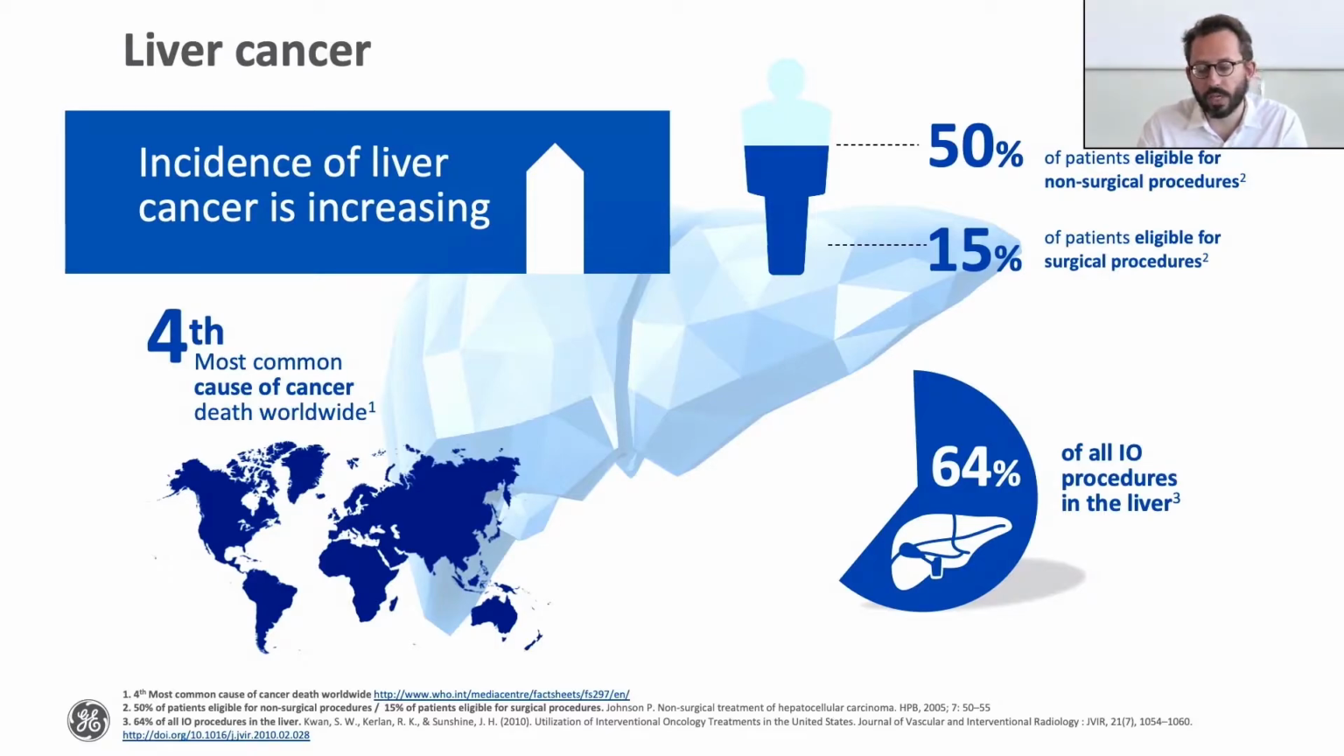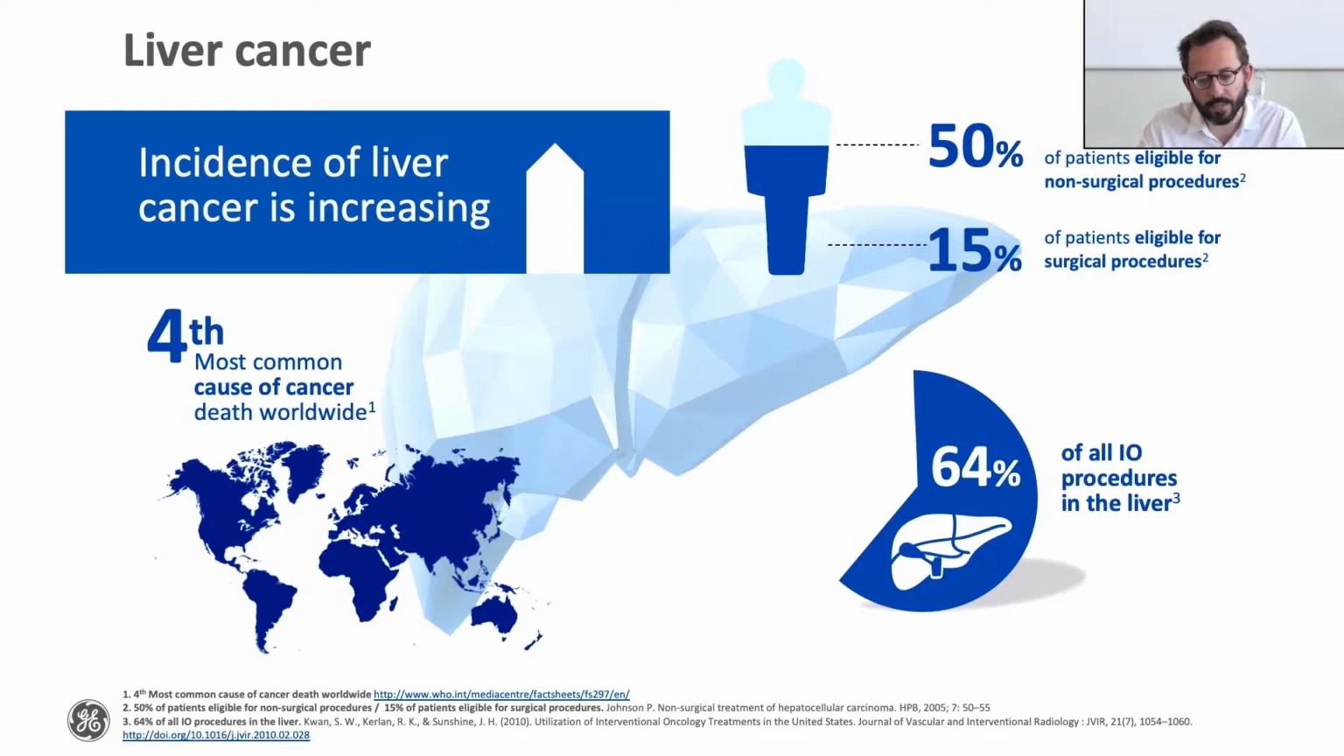Now, unfortunately, when patients are diagnosed with liver cancer, especially primary liver cancer, the vast majority of those patients will not be eligible for surgical procedures or ablation that are considered to be curative intent treatments. And it is estimated that 50% of those patients will be candidates for non-surgical procedures, and especially interventional radiology ones.